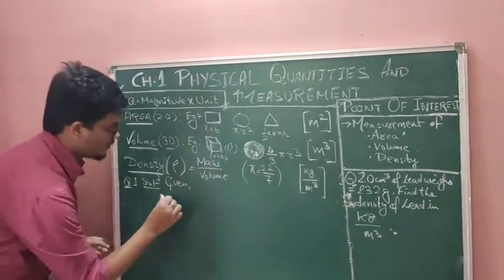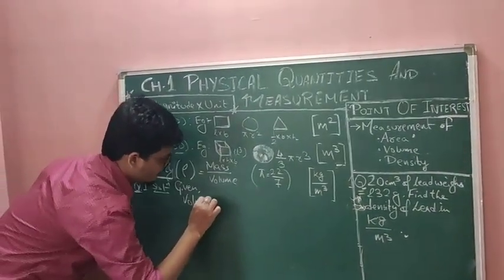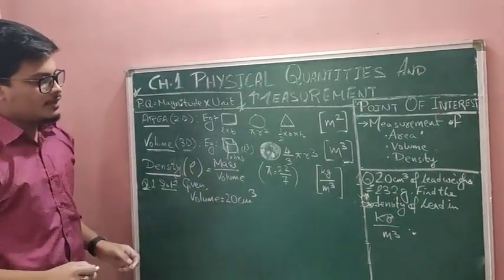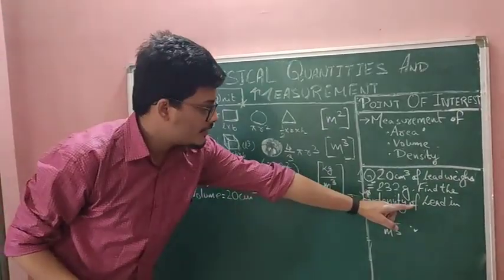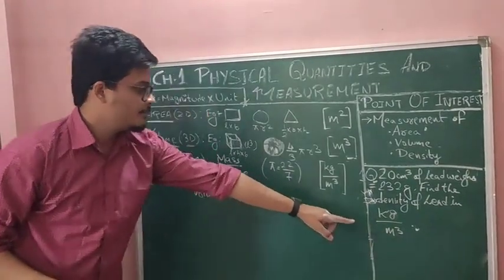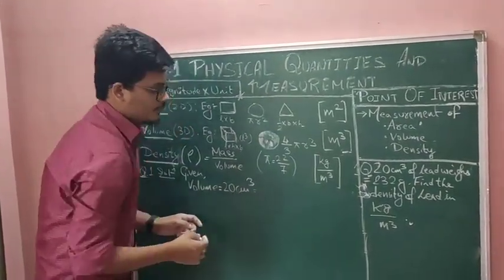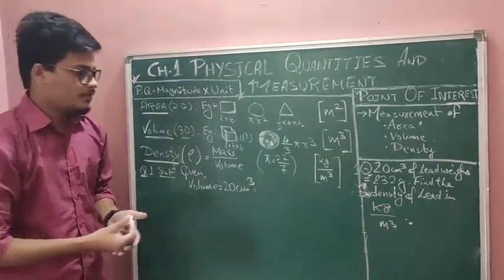Volume is 20 centimeter cube. Great. Now it is asked to find the density in kilogram per meter cube. So we have to find the volume in meter cube. So we have to convert this from centimeter cube to meter cube. How will you convert?